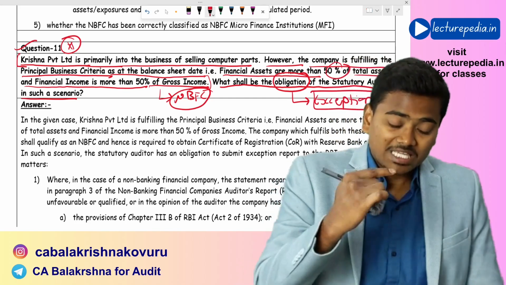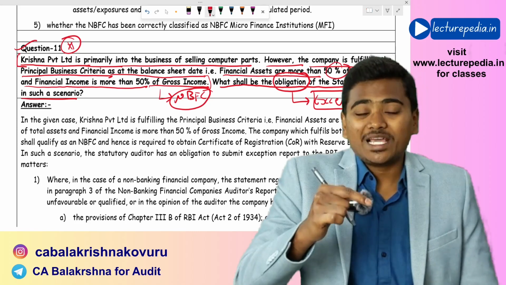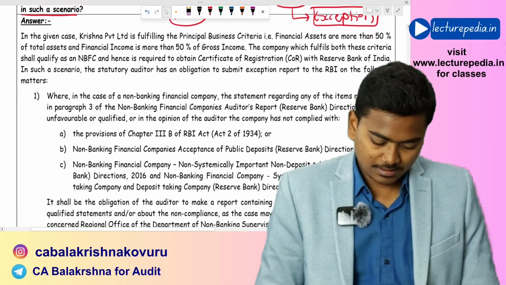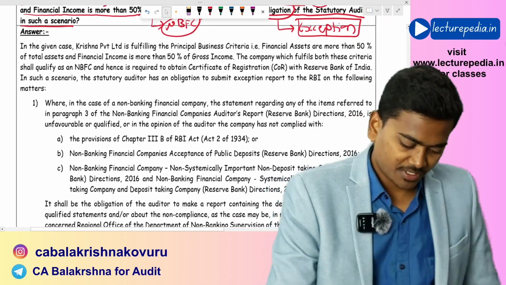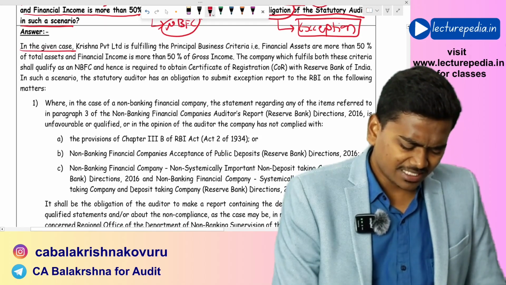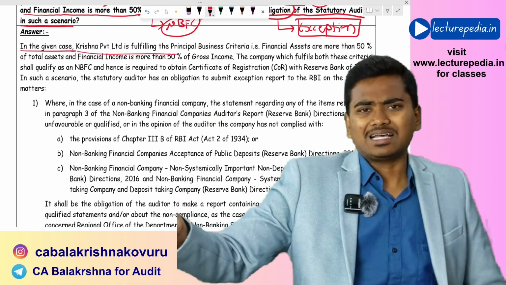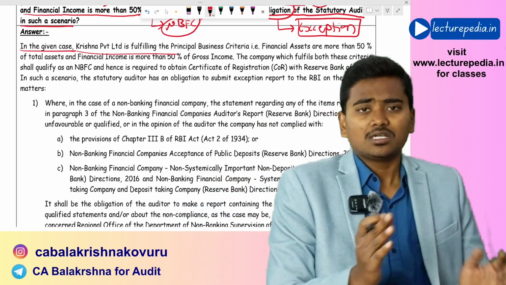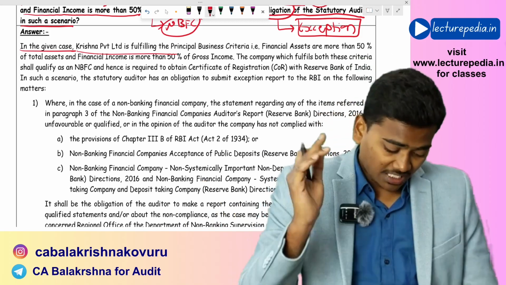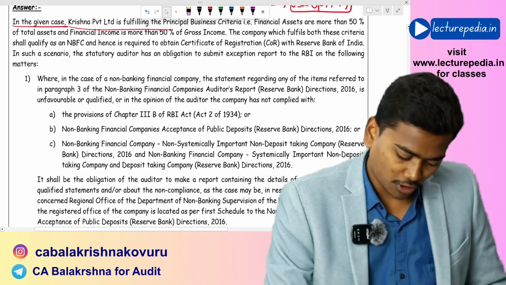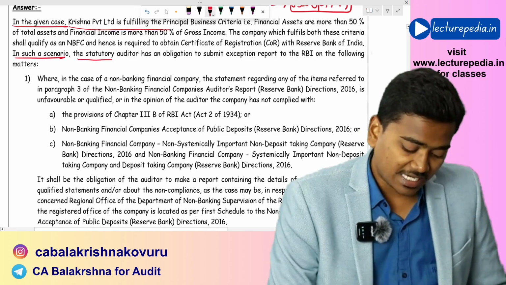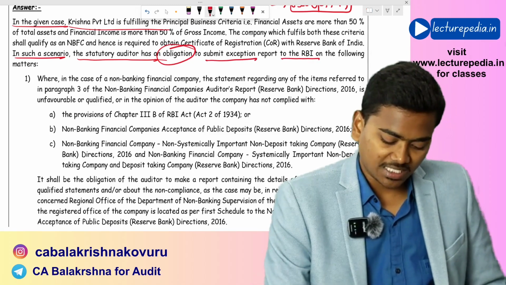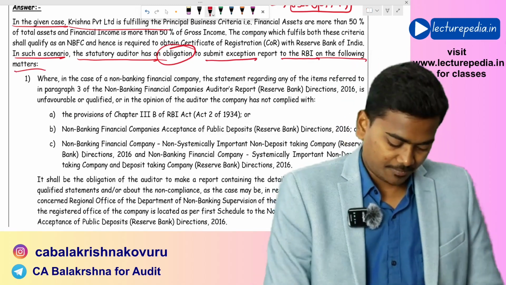Okay, so even this question is also asking you to explain about exception report. Let us go through this. First of all, in the given case, Krishna Private Limited is fulfilling that asset criteria and income criteria, so it becomes a NBFC. And in case of NBFCs, auditor needs to give exception report in the following matters. See, in such a scenario, the statutory auditor has an obligation to submit exception report to the RBI on the following matters. What are they?